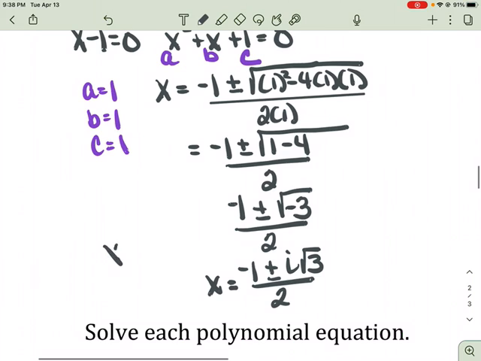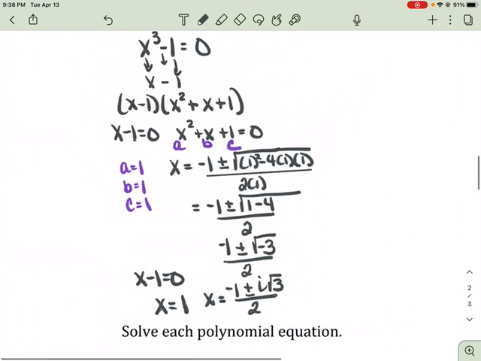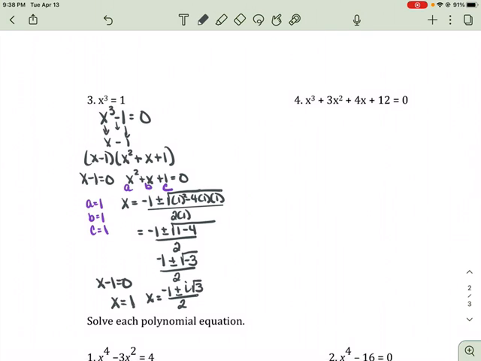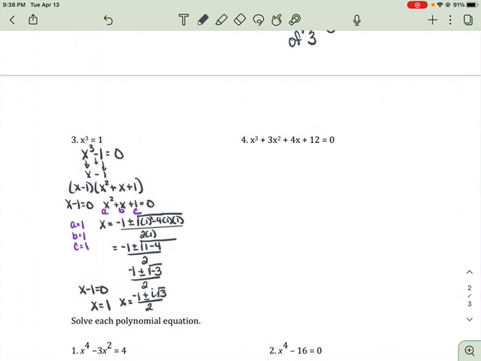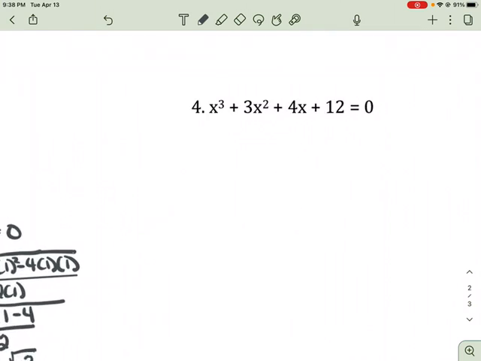And then I'm going to bring this guy back down. x minus 1 equals 0, so x equals 1. So our solution is 1, and then negative 1 plus or minus i square root of 3 all over 2. Okay, so let's go over here. Okay, so as you can tell, these problems get longer and longer. We're not going to have as many to do.